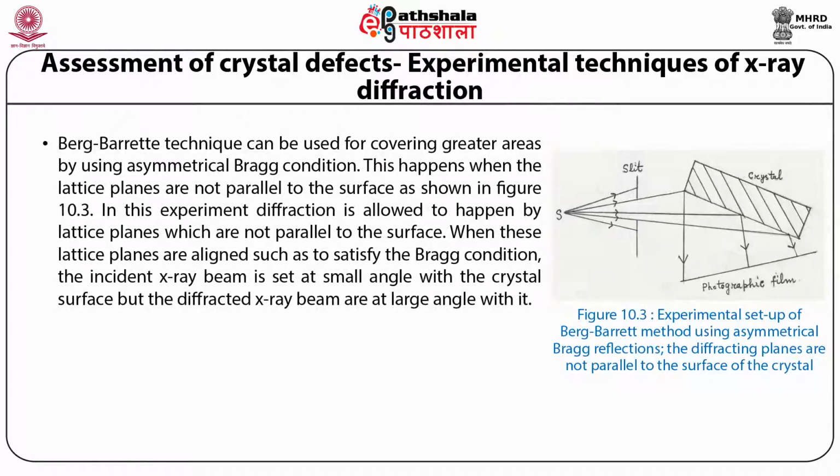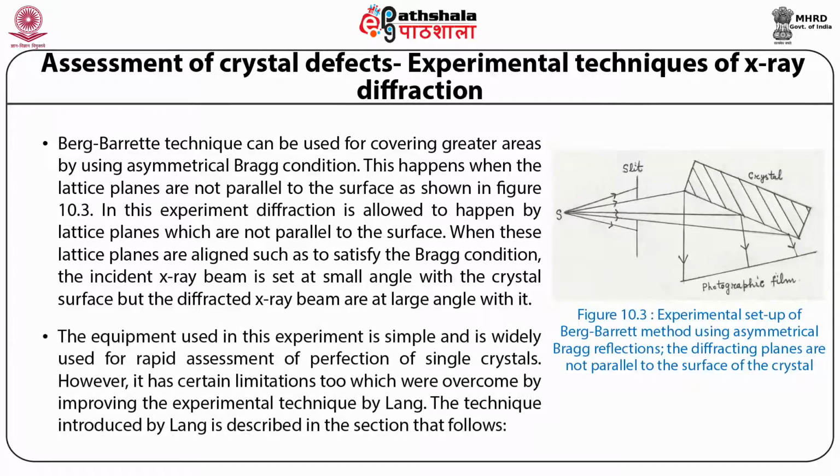Burke-Barrett technique can be used for covering greater areas by using asymmetrical Bragg condition. This happens when the lattice planes are not parallel to the surface, as shown in Figure 10.3. In this experiment, diffraction is allowed to happen by lattice planes which are not parallel to the surface. When these lattice planes are aligned such as to satisfy the Bragg condition, the incident X-ray beam is set at a small angle with the crystal surface, but the diffracted X-ray beam is at a large angle with it. The equipment used in this experiment is simple and is widely used for rapid assessment of perfection of single crystals.